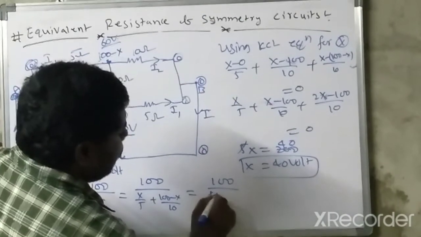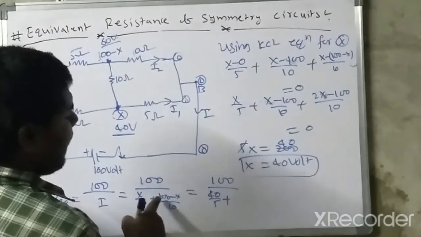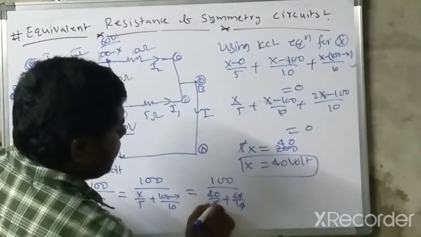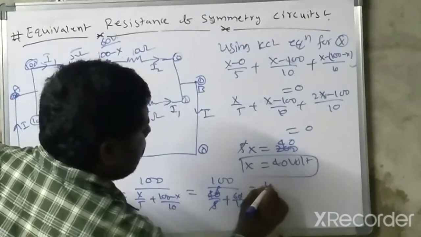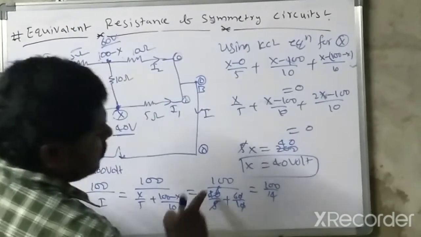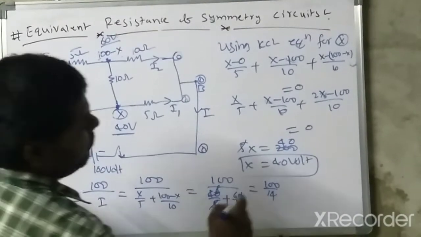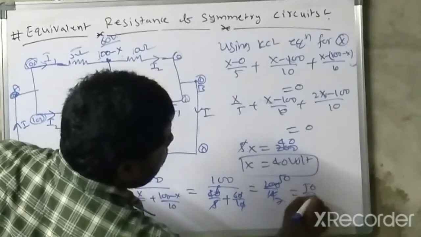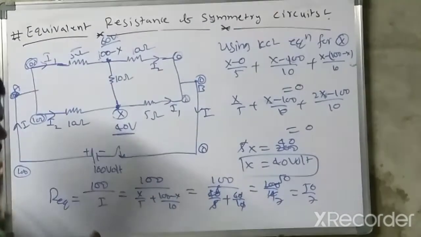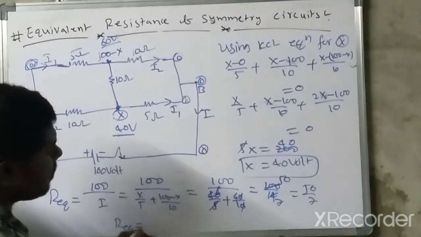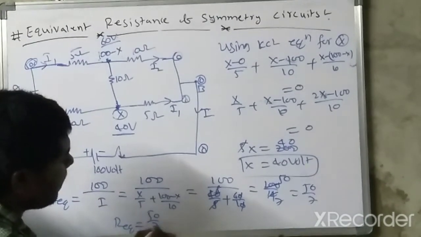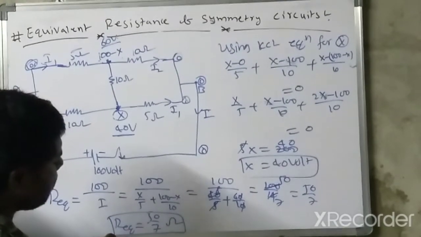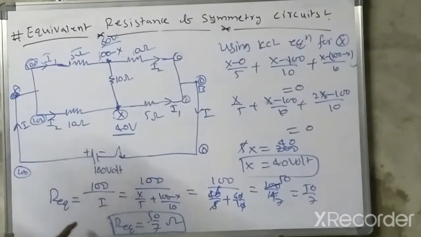So R equivalent is 100 divided by, x is 40, 40 divided by 5 plus 60 divided by 10. That is 8 plus 6, so 100 divided by 14. So R equivalent is equal to 50 by 7 ohm. This is the R equivalent value.